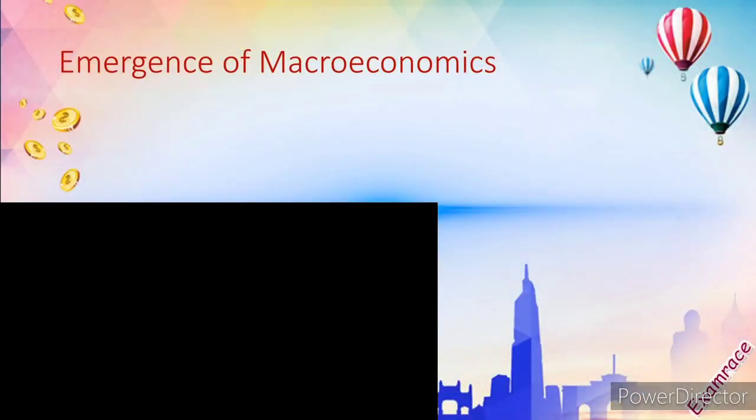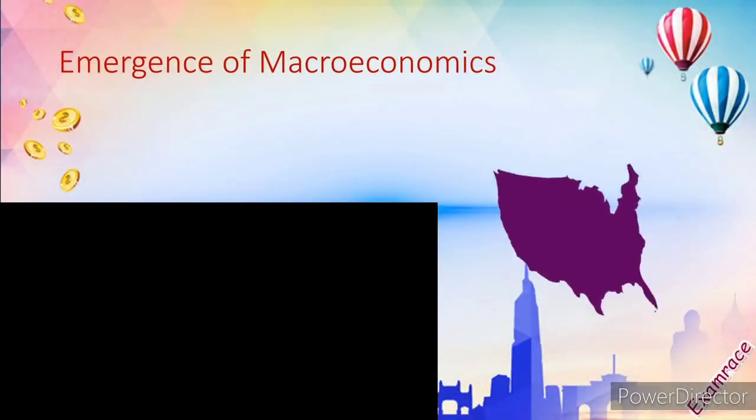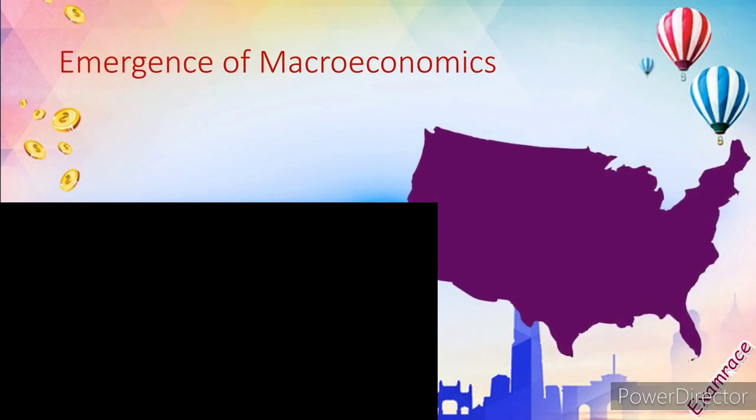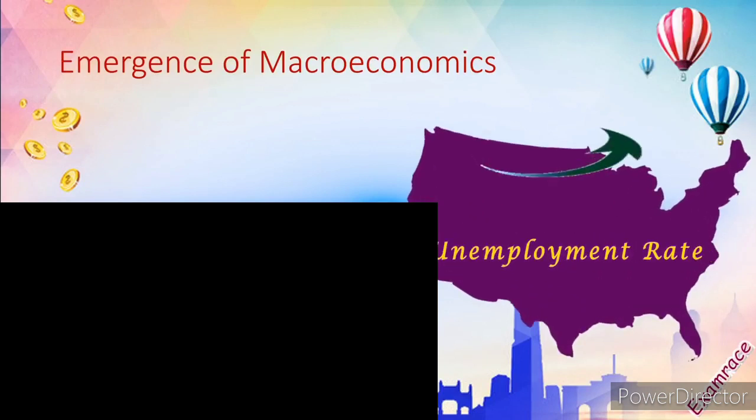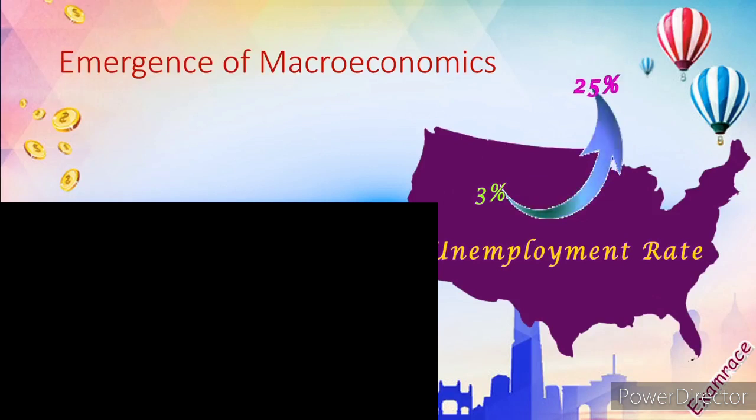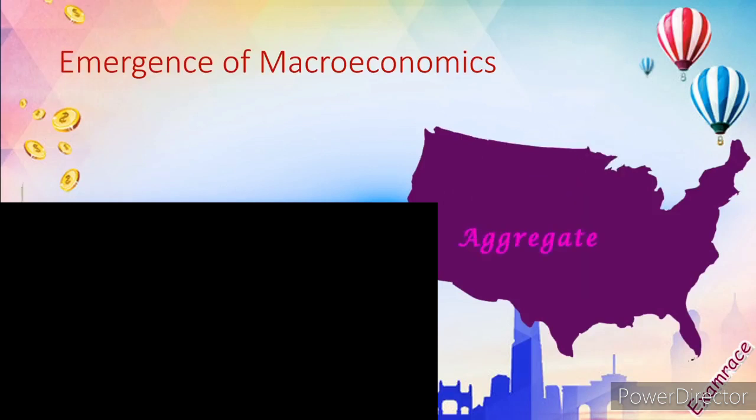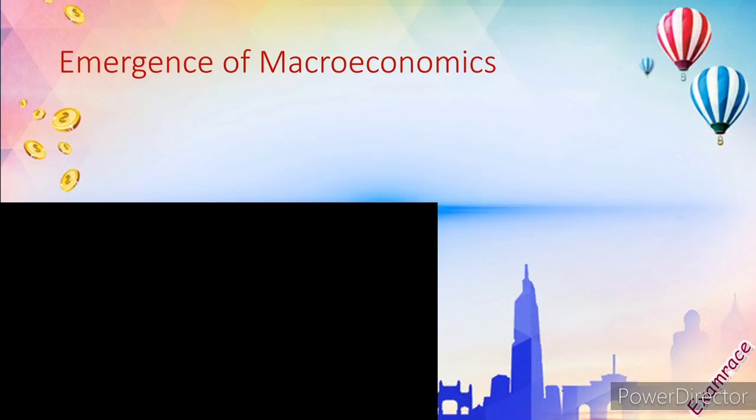Within a period of, let's say, 4 years in America itself, unemployment increased from 3% to 25%. The aggregate output declined by 33%. With that scenario, this was seen not only in parts of America, but slowly and gradually transmitted across the globe.